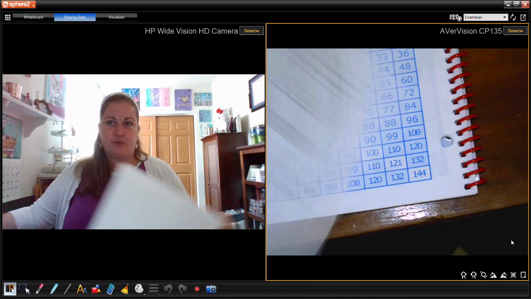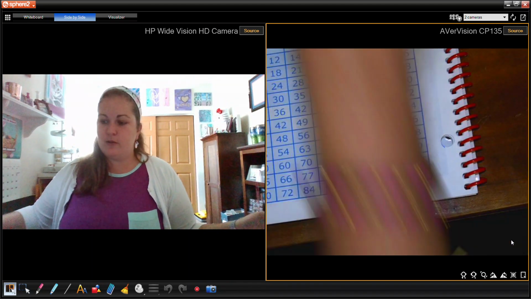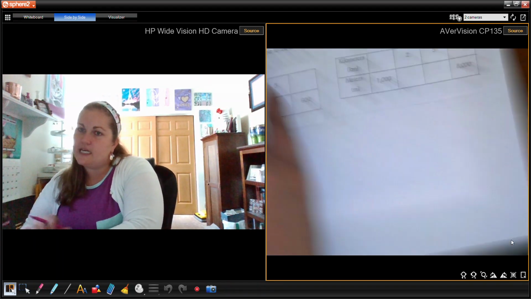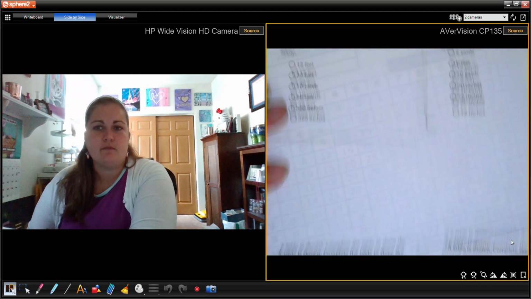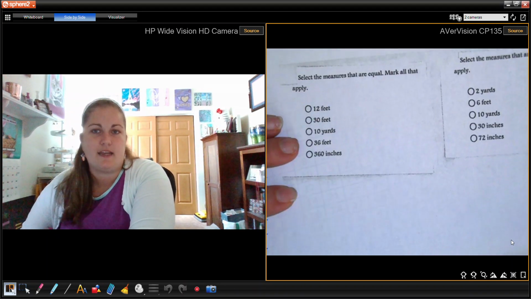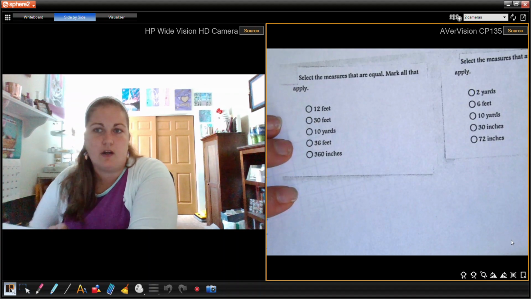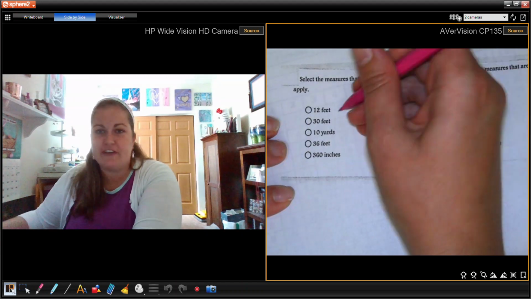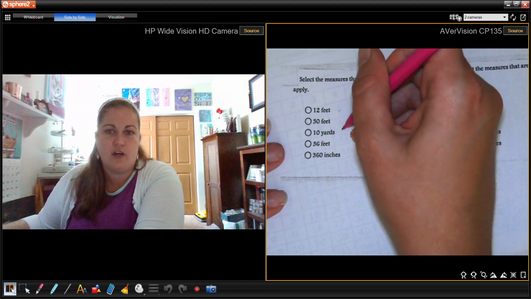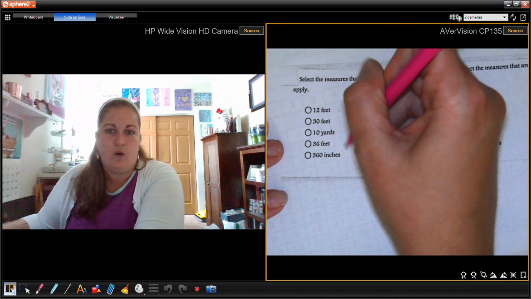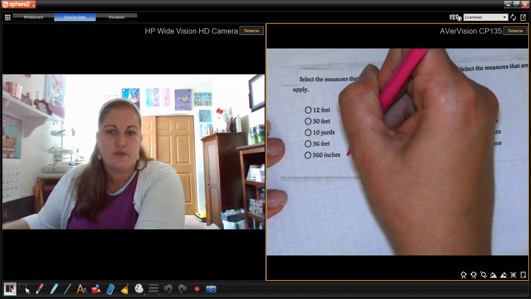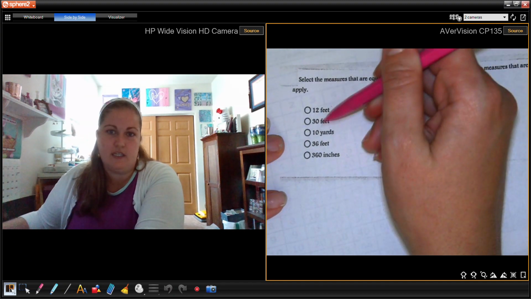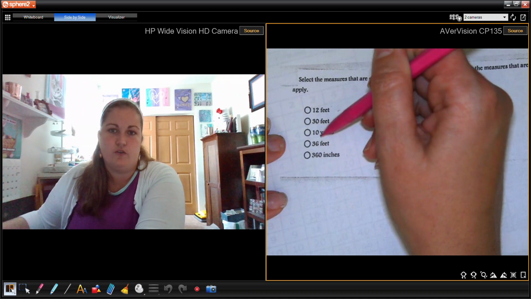Okay, so we're halfway through. I've got some other problems. Again, we did the hardest ones first, and then a little bit easier. So then we're going back to a medium difficulty. And then it says select the measures that are equal. Mark all that apply. So we have on the screen 12 feet, 30 feet, 10 yards, 36 feet, or 360 inches. So this is difficult because you're like, equal to what? Well, you have to find which of these are equal to another one of the choices.